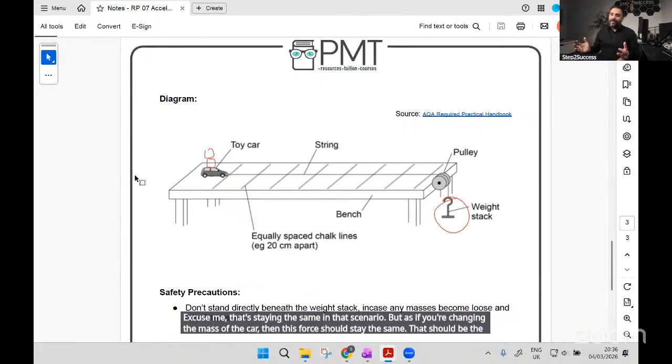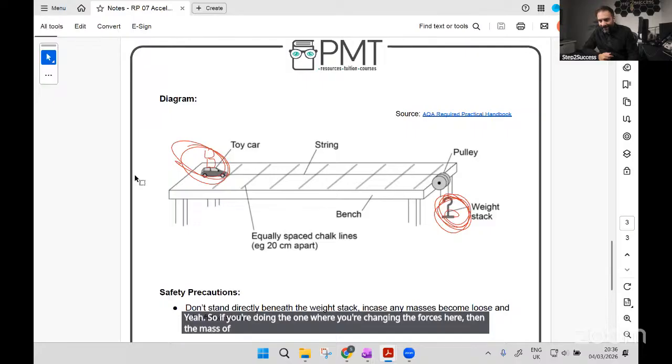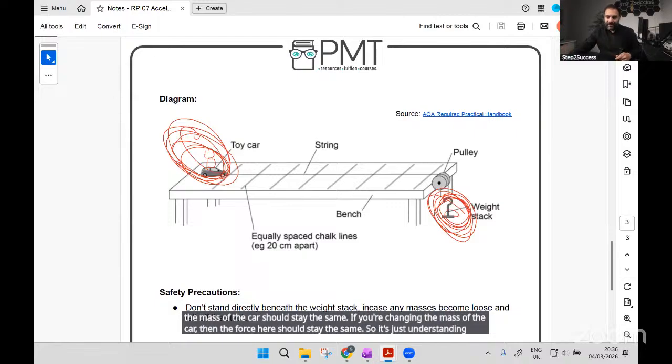That's why it's important to understand which version of the practical you're doing each time. If you're doing the one where you're changing the forces here, then the mass of the car should stay the same. If you're changing the mass of the car, then the force here should stay the same. So it's just understanding which version of the practical you are doing.